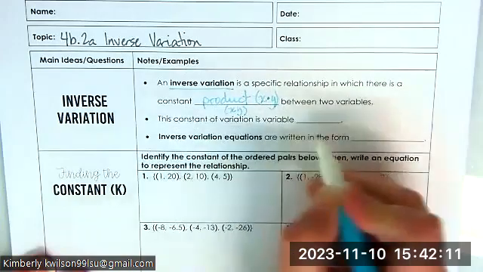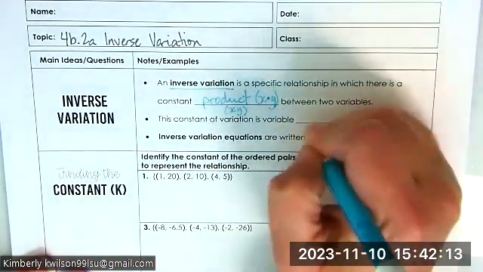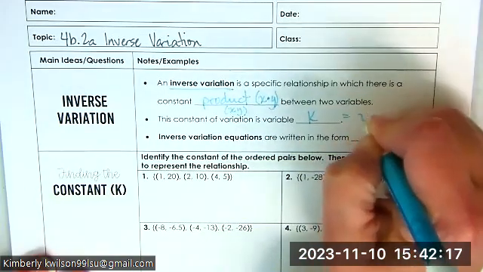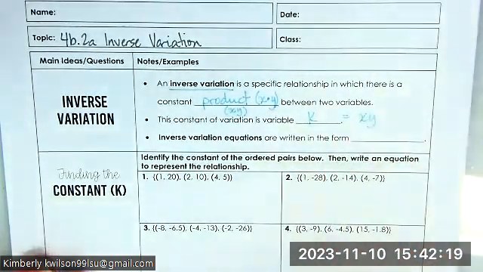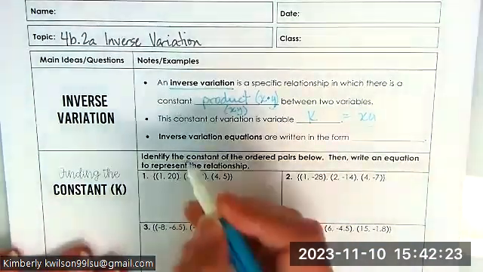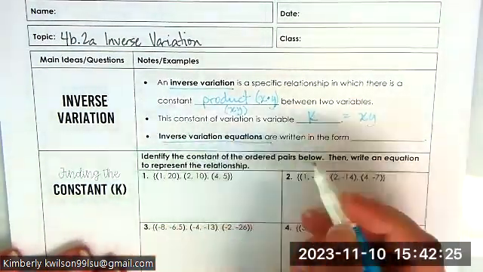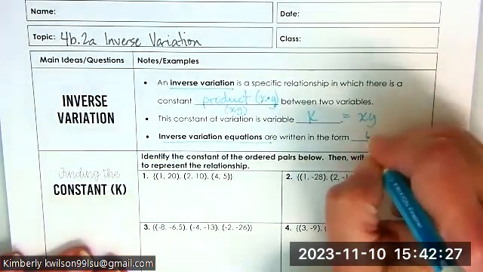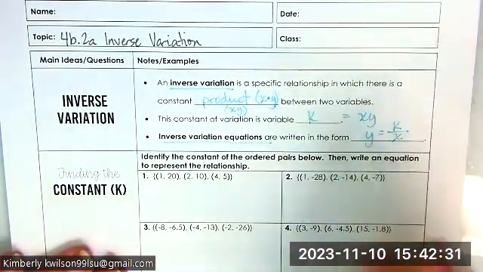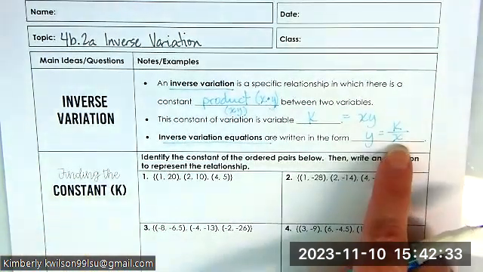The constant of variation is the variable k still, but in this instance, it is equal to x times y, and it is not the same as slope. Inverse variation equations are written in the form of y equals k over x. So this is where the x is in the denominator.